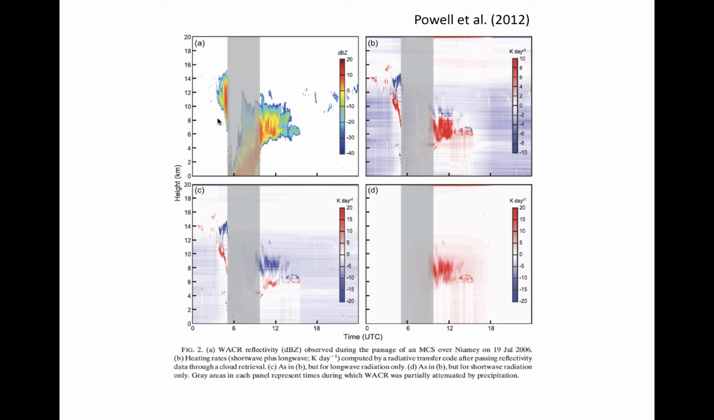This leading anvil is close to the deep convection, which is denoted by the echo-free region beneath the gray box that indicates strong attenuation of the radar beam, and is higher in altitude than the trailing anvil at the rear of the system. At the bottom panels, derived long wave and short wave heating are shown, and the total heating, the sum of the two bottom panels, is shown at top right.